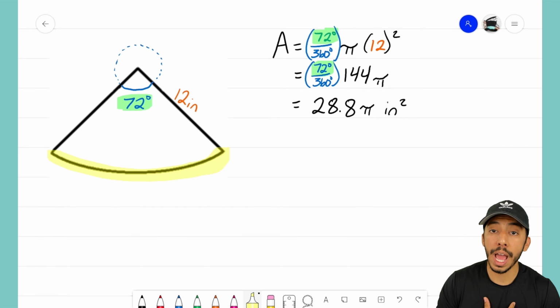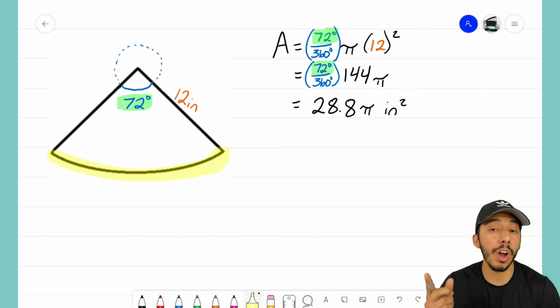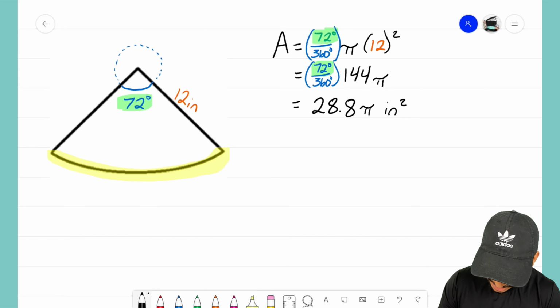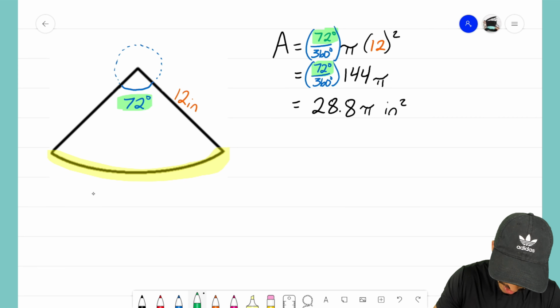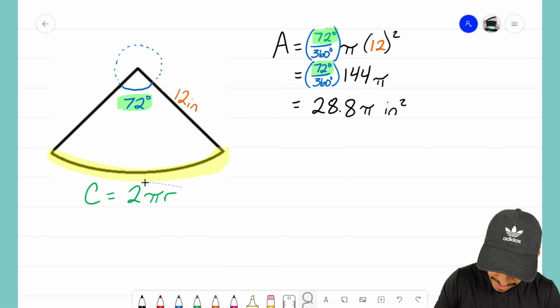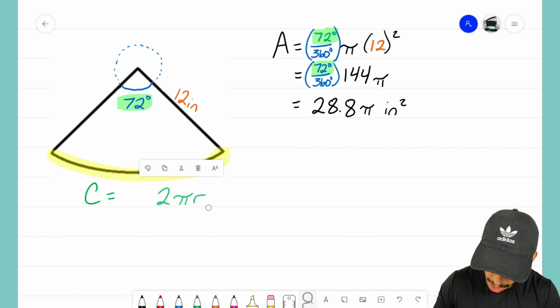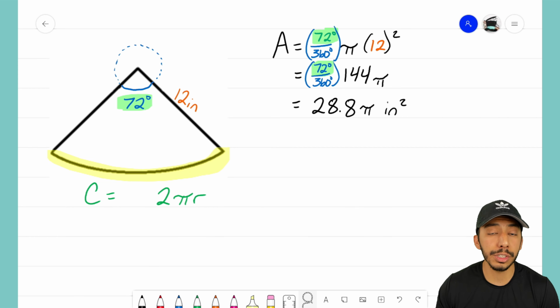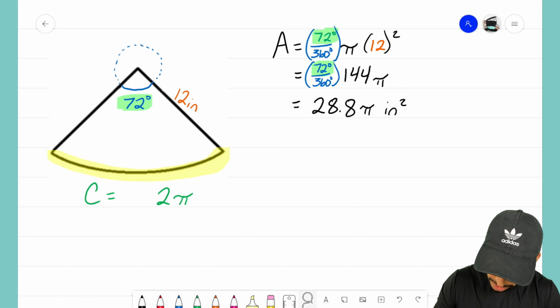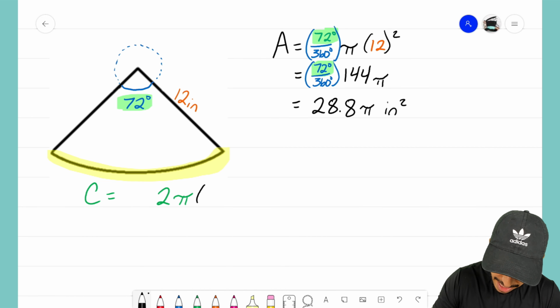In our case now, I just want to find the length of that arc, or the length of the part of that circle. So I just have to get my circumference formula, which is C equals 2 pi r. Again, I'm using that whole circumference formula for a circle, but I'm not going to use the entire circumference. I'm just going to want part of my circumference. Now, our radius is still going to be the same. It is still 12 inches.